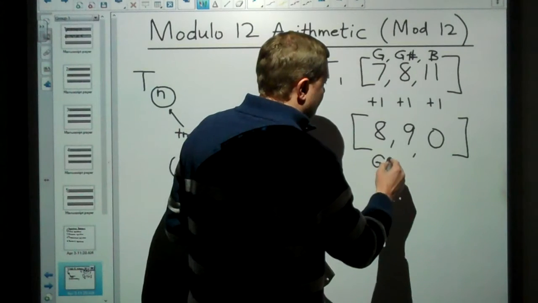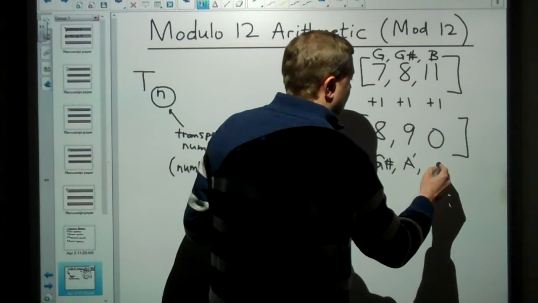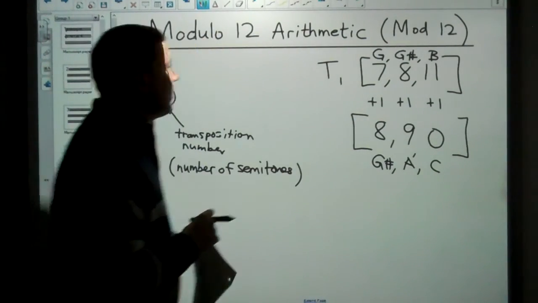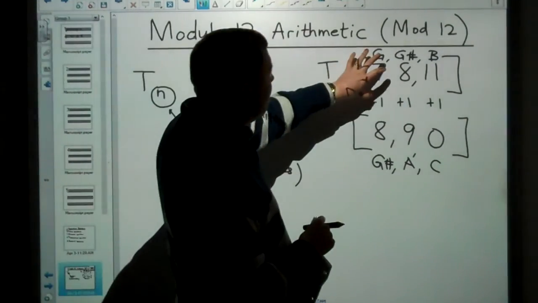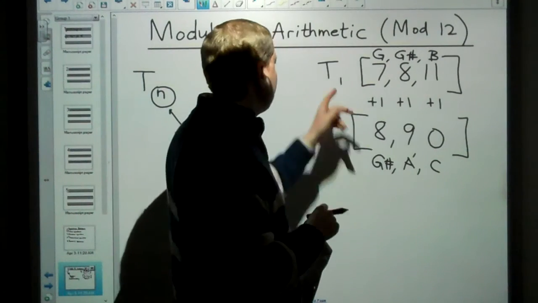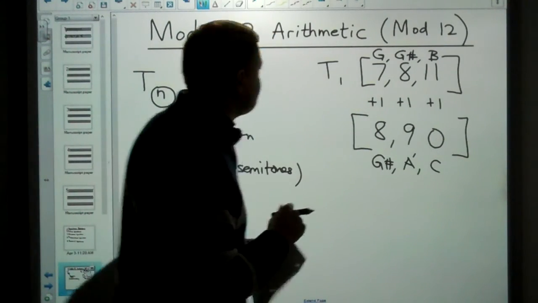We have pitch class 8, which is G sharp, pitch class 9, which is A, and 0, which is pitch class 0, which is C. So that's all we've done. We've just raised all the pitch classes in this set up a half step. So we added a half step to each of them to get the next pitch class.